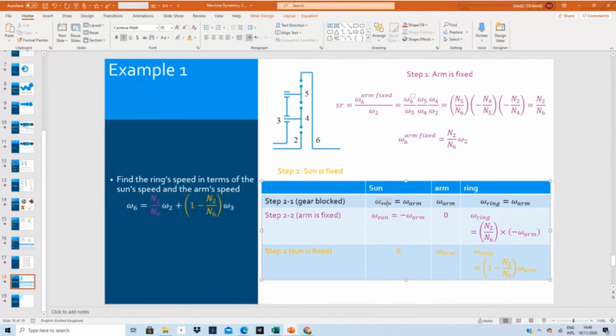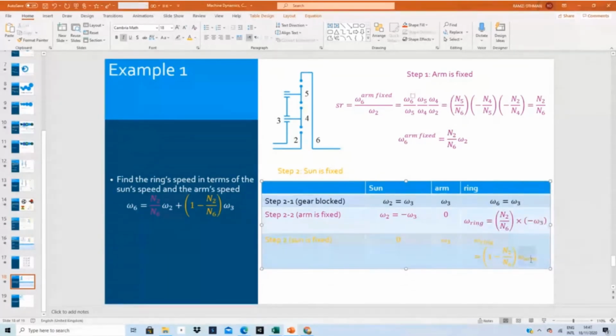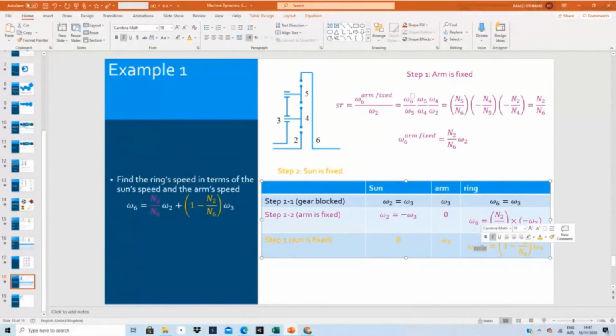Here I can use the numbers. The sun is 2, so it will be omega 2, and here omega 3, the one of the arm. The ring is omega 6, and it will be equal here to omega 3. This is what we have assumed. This is omega 3, this is omega 3, this is omega 6, and this is omega 6. Okay, and we are done with this example.